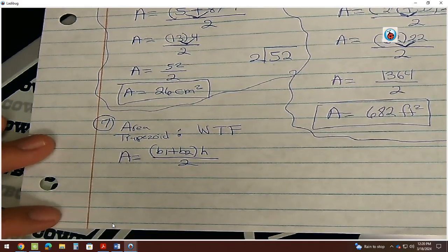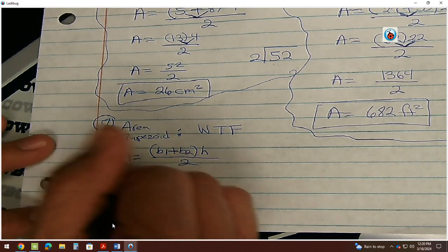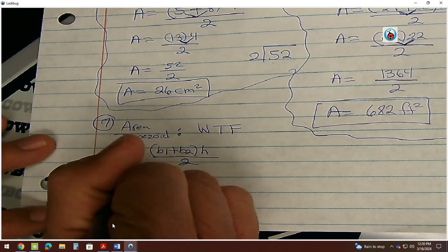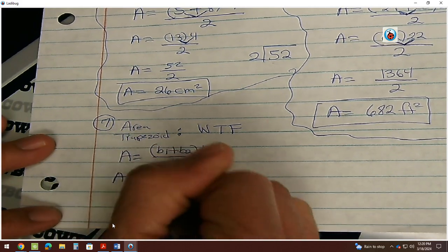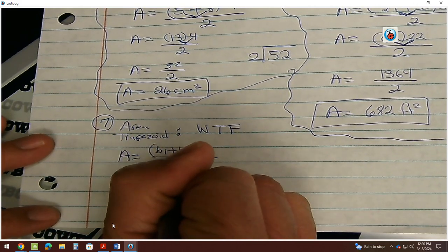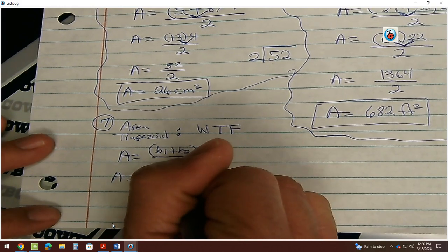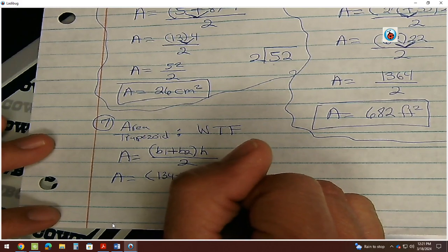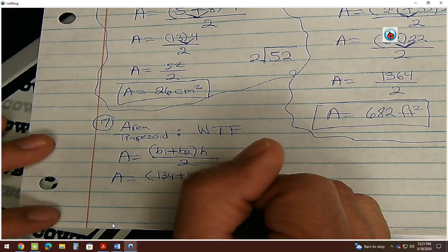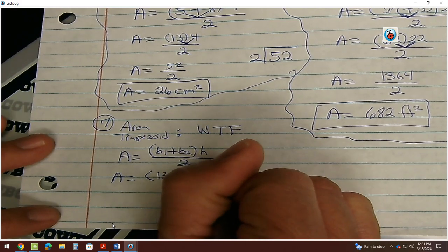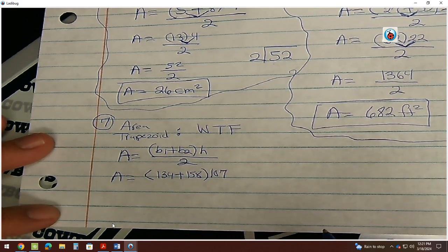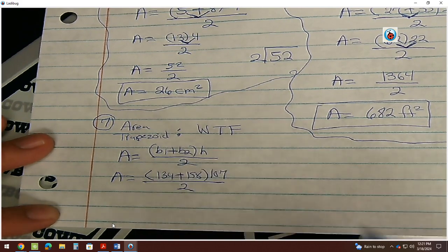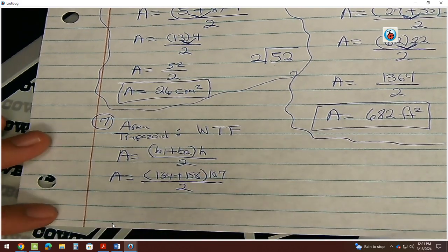Now we're going to substitute the letters for the numbers. Do we know the letter A? No. Do we know base 1? 134. Do we know base 2? 158. Do we know the height? 107. Thank you. Am I forgetting something else? Yes, what? Divide by 2. Why divide by 2? Because it says half.